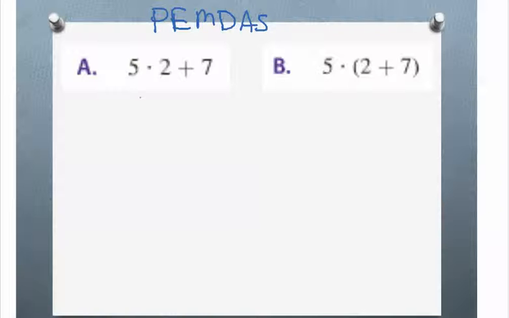Okay, so in example A, we don't have any parentheses and we don't have any exponents, but we do have multiplication and division. We have 5 times 2, so we'll handle that first. 5 times 2 is 10. And then we have our addition and subtraction. We have addition, so that is equal to 17, and that's all that you have to do.